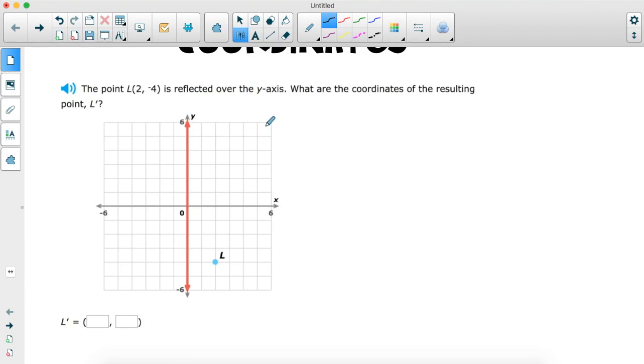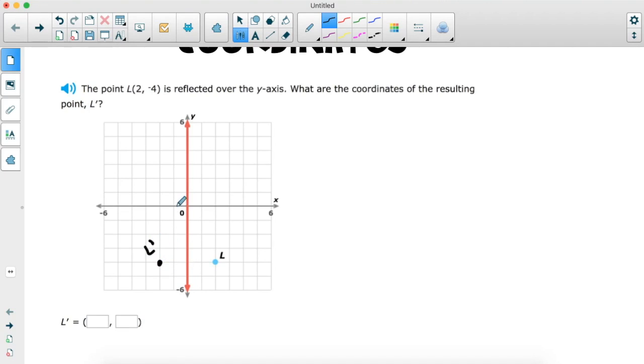Okay, so we're looking for point L prime. Right here is point L, and if it reflects across the y-axis, that means this point is going to flip to the other side. So what you could do is just count how far this point is from the line of reflection. Here I notice the units are going by 1, so it's 1, 2 units away. So from the line of reflection, I'm going to move it 2 units to the other side. 1, 2. So this is where it lands. This is going to be L prime.